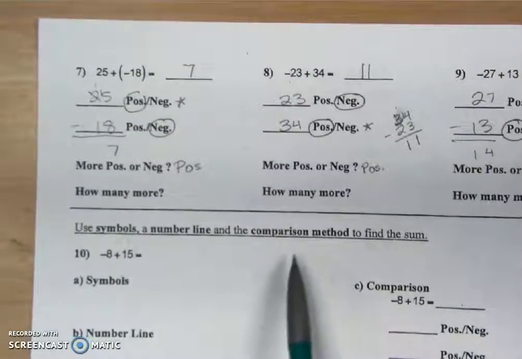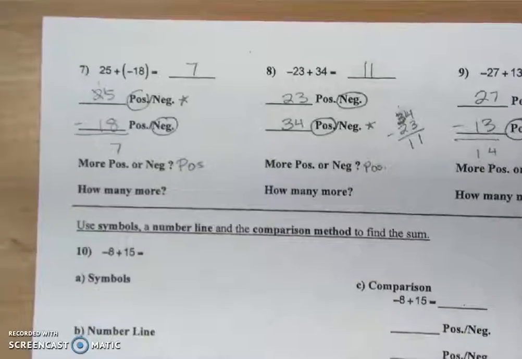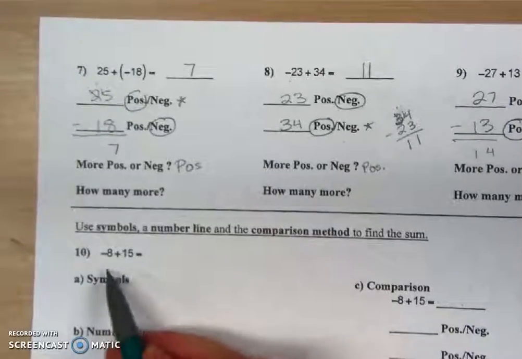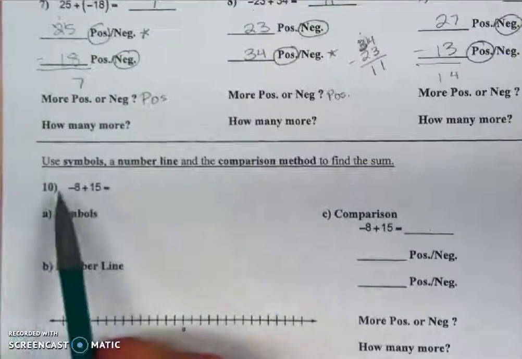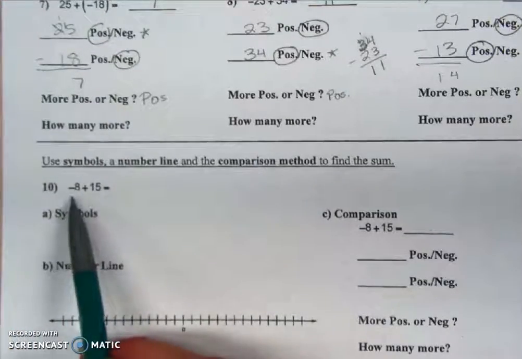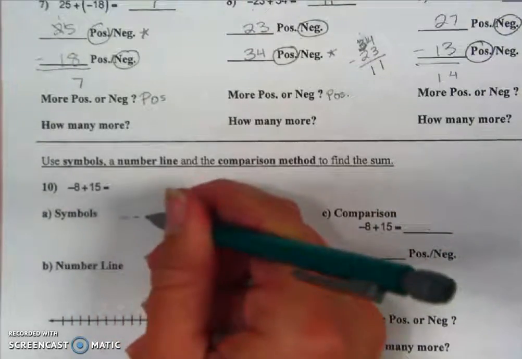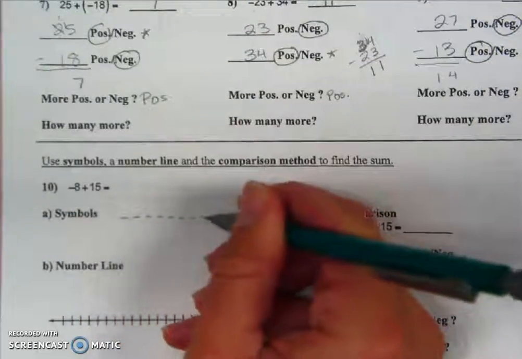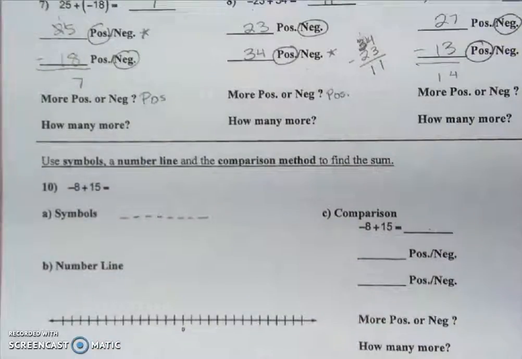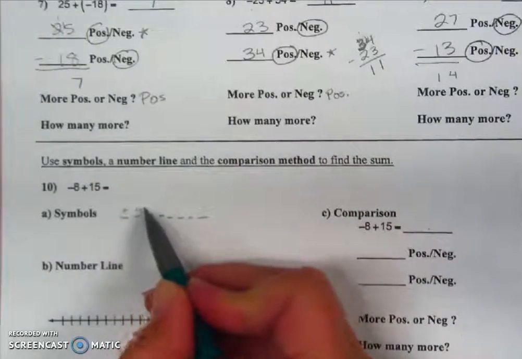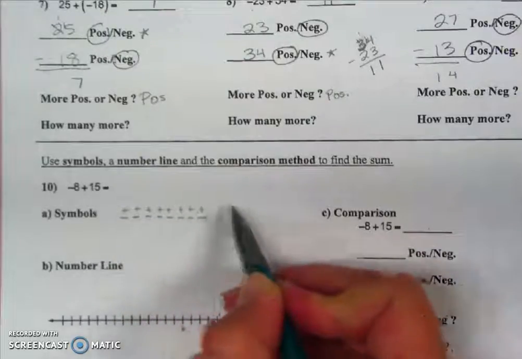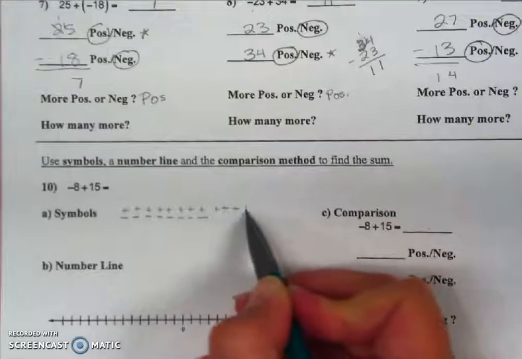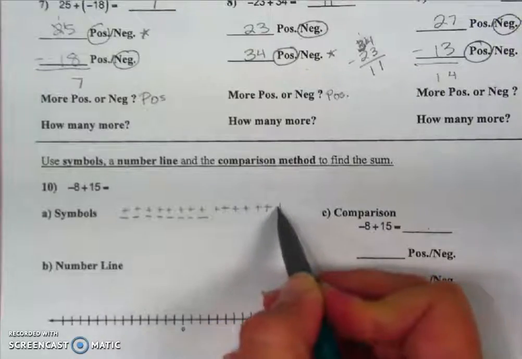All right, use the symbols, a number line, and a comparison method to find the sum. We're going to start with the symbols. Let's start with 8 negatives. 1, 2, 3, 4, 5, 6, 7, 8 negatives and 15 positives. All right, I guess I can draw that. 1, 2, 3, 4, 5, 6, 7, 8, 9, 10, 11, 12, 13, 14, 15.